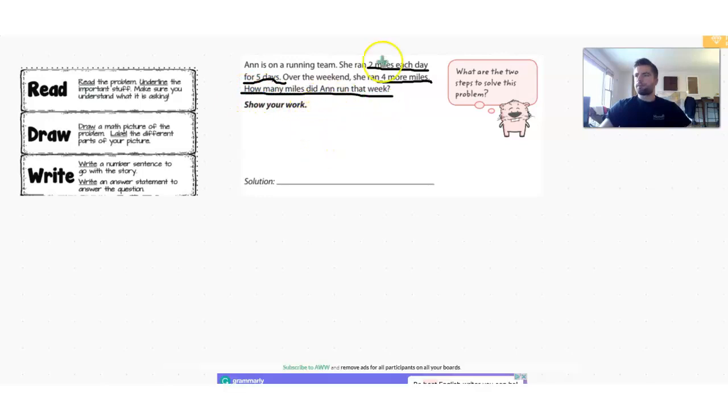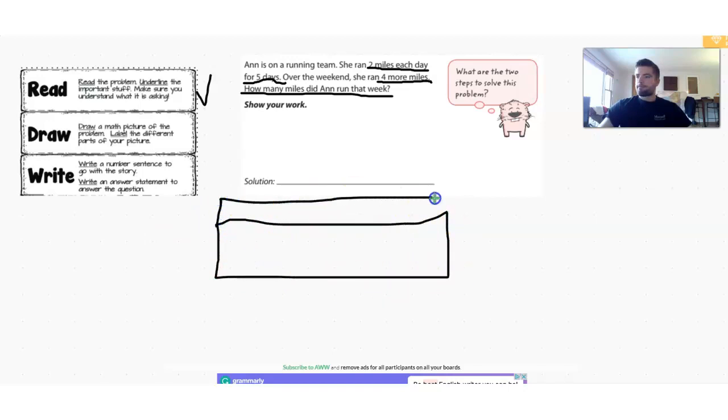How many miles total? So the first thing we got to do is figure out how many miles she ran when she ran 2 miles each day for 5 days. And again, the tape diagram is going to be a great tool for us. So first we're going to divide our tape diagram up into 5 days. Excuse my handwriting there, not awesome. There, that's a little better. 5 days. So we divide our tape diagram up into 5 pieces.